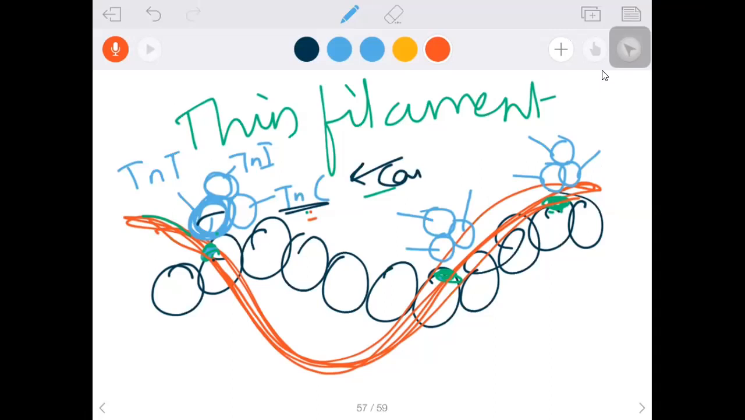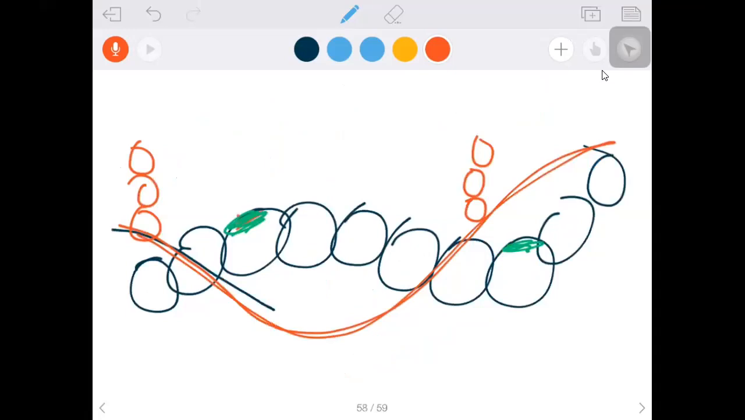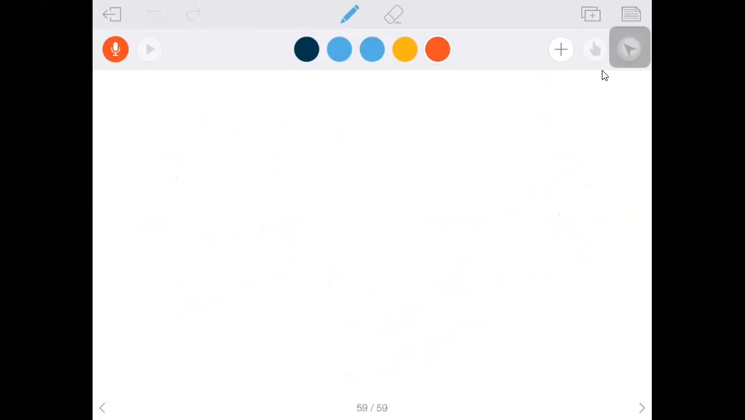That calcium troponin complex lifts the troponin tropomyosin complex. See the complexity. That makes the exposure of active sites, so active sites are ready now. Now we need to go with the myosin, the thick filament side.